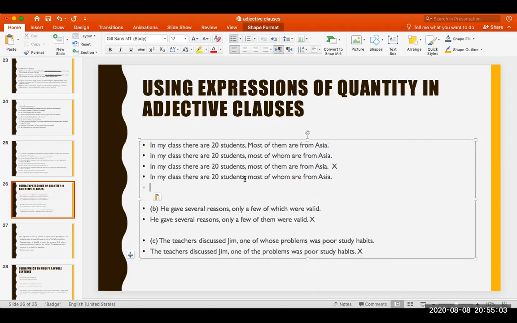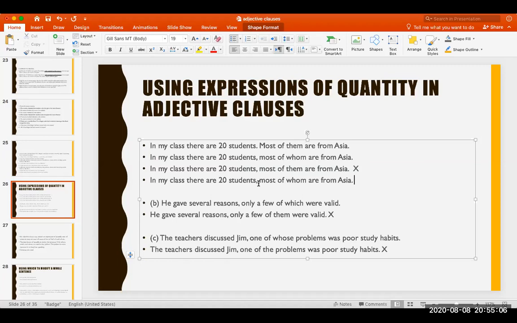However, if you do it this way, if you use a full stop and then say most of whom, this is wrong because this sentence is an incomplete thought. It's like saying, because he was studying, this is a fragment. There's no complete thought here. It's a dependent supporting clause. He gave several reasons, only a few of which, because reasons is a thing. Only a few of which were valid.